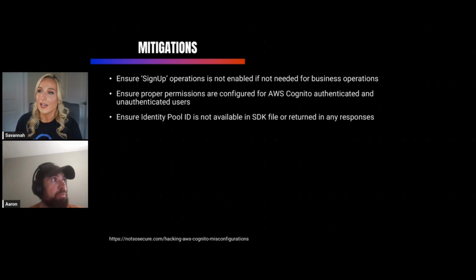To mitigate this type of issue, as I was mentioning before, making sure the sign-up operation is not enabled is probably the first step you take. Then, for the authenticated and unauthenticated users associated with that user pool, make sure those permissions are locked down, especially for the unauthenticated user. Say you have sign-up disabled and you still have that unauthenticated user exposed: you want to make sure that user has least privilege, if anything, nothing, just what that user needs to do. So make sure that's super locked down, and make sure the identity pool ID is not hard coded into any responses or any SDK files associated with that Cognito user pool.